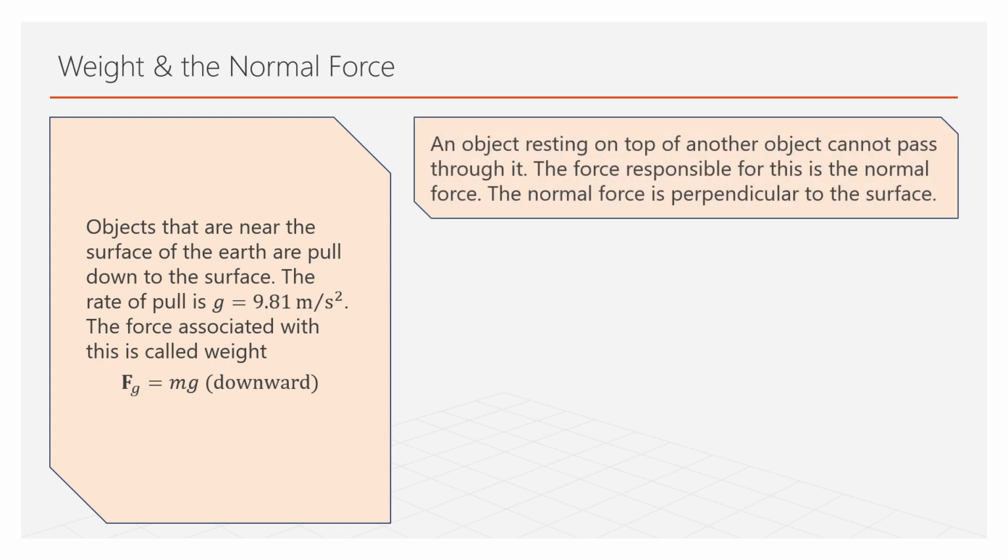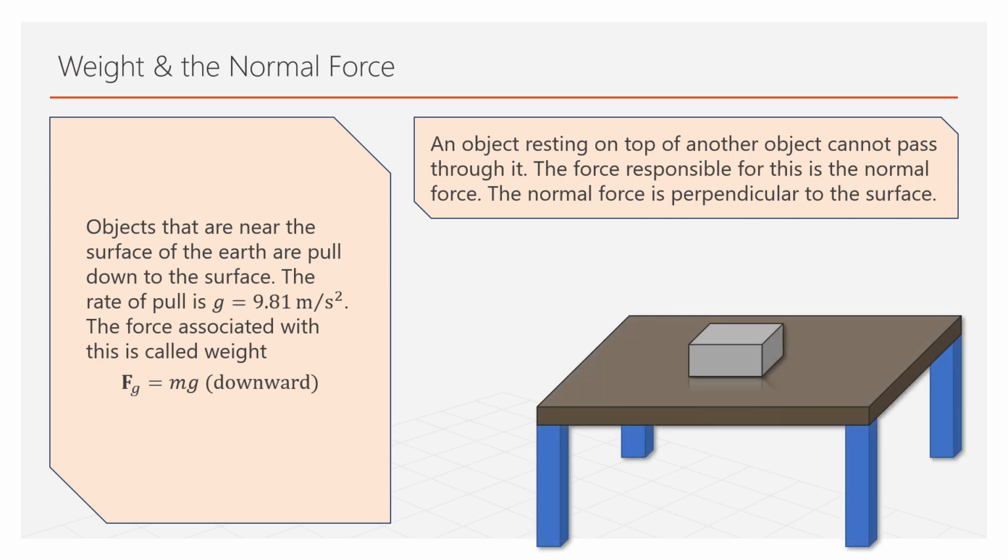An object resting on top of another object cannot pass through it. The force responsible for this is called the normal force. The normal force is perpendicular to the surface. Here is a table with a block on top of it. Because that block is on the surface of the earth, it has weight, and the weight points straight downward.